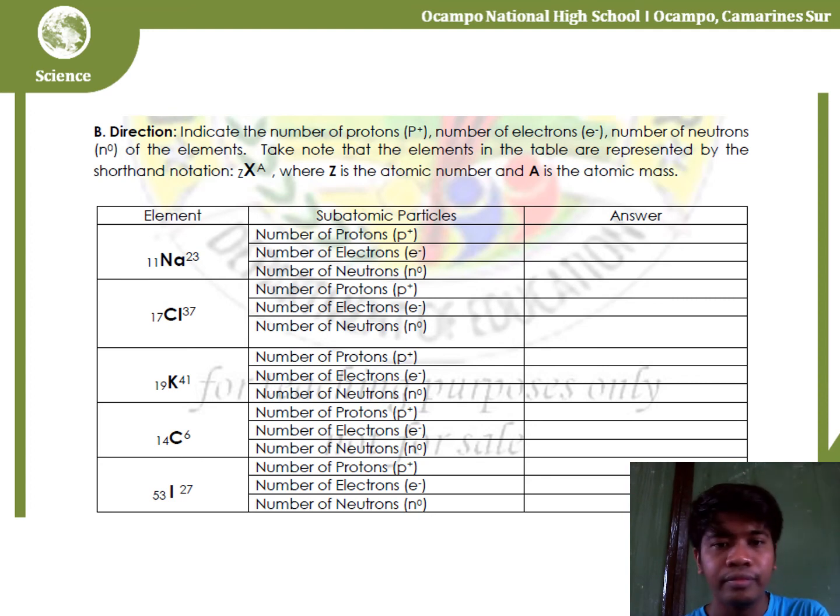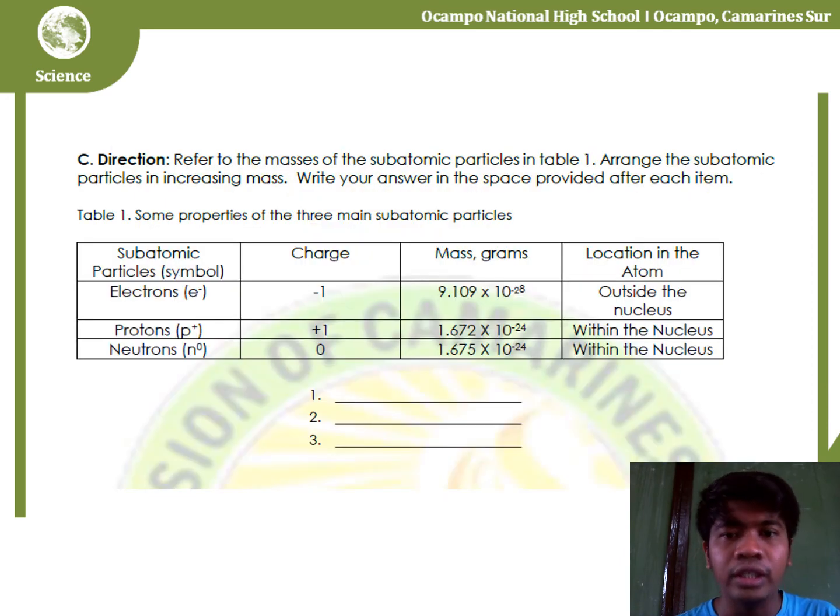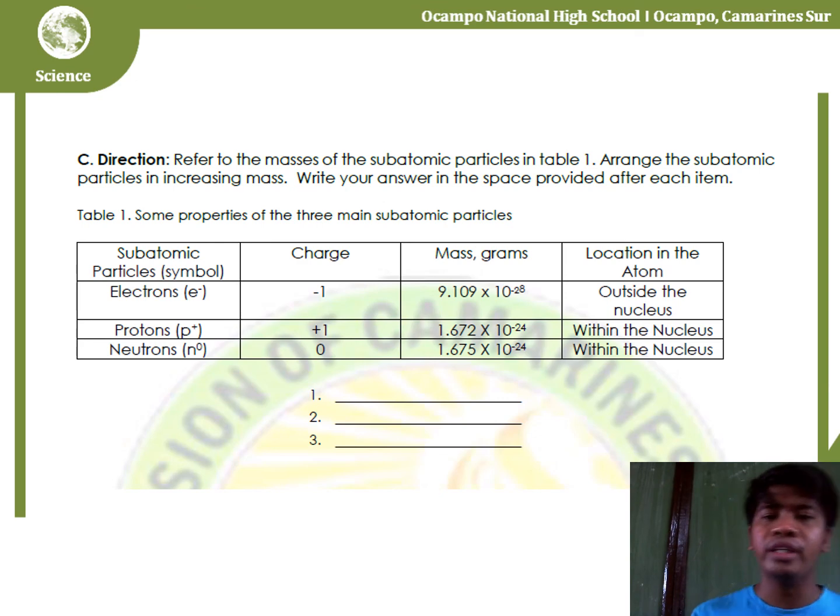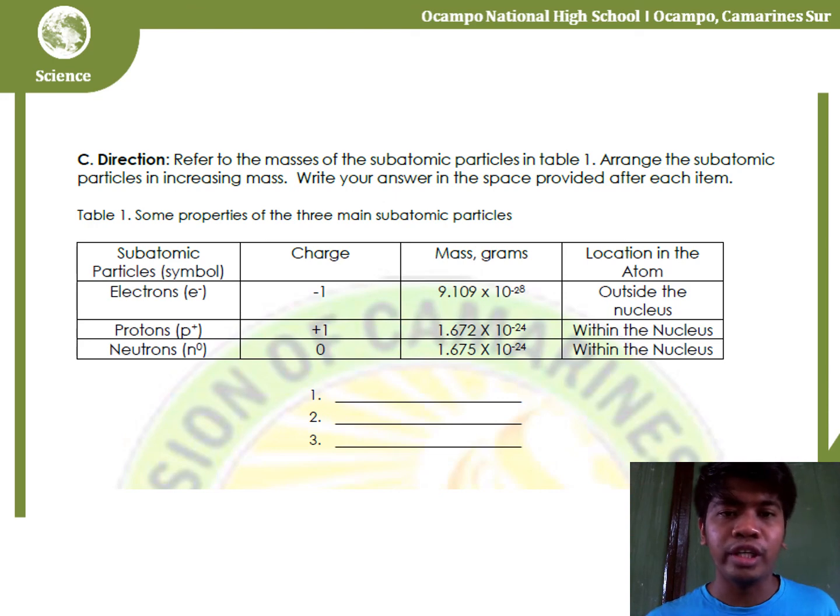Okay, maliban yata dito sa element iodine. Parang baliktad dito. Okay. Or para mas madali sa inyo, you can just use the periodic table. And letter C, titingin lang kayo sa table na ito. Okay? I-arrange ninyo from, ano yung pagkakasabi dito? Arrange the subatomic particles in increasing mass. So, from least to greatest. Okay, arrange yung alin dyan yung pinakamaliit, yan yung number 1. Alin yung pinakamalaki, yan yung number 3. Yung electron, proton, and the neutron.